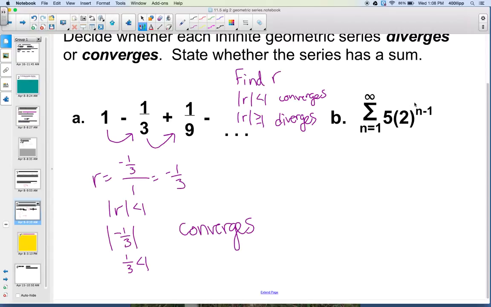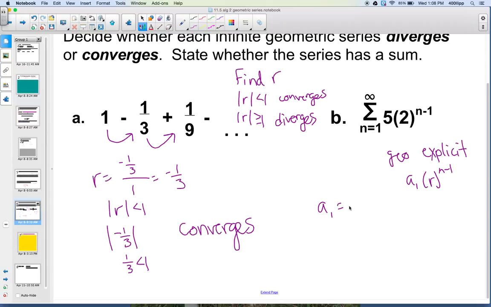This one here, we can notice that it's in summation notation, and it's going from the first term to infinity. It keeps going on forever. So this right here is actually in the form of your geometric explicit formula, a sub 1 times r to the n minus 1. If you saw that right away, you should be able to tell me that your first term, a sub 1, is 5, and your common ratio r is 2. But if you can't find that, then you have to go in and actually find the first few terms to find the common ratio r.